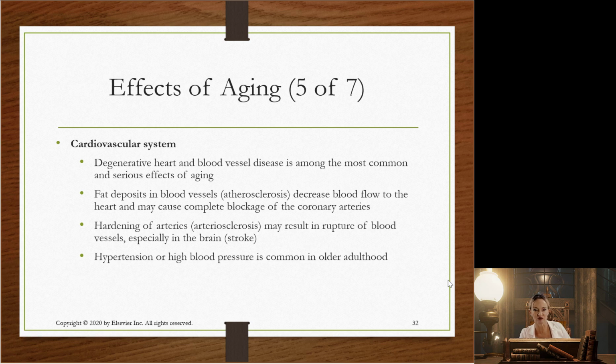Hardening of arteries, which is arteriosclerosis, may result in a rupture of blood vessels, especially in the brain, that can cause a hemorrhagic stroke. Hypertension, or high blood pressure, is also common in older adulthood. With advancing years, a generalized atrophy or wasting of muscle tissue takes place as contractile muscle cells are replaced by connective tissue.